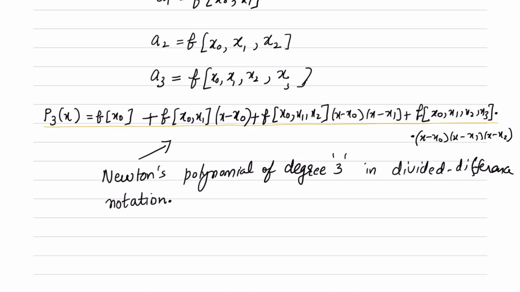So in the next video, we will write Newton's polynomial in the form of forward difference operator. For that, first we have to write a's in the form of forward difference operator. Then we will put those a's in the Newton's polynomial, and that Newton's polynomial will then be called Newton's polynomial in forward difference operator form.